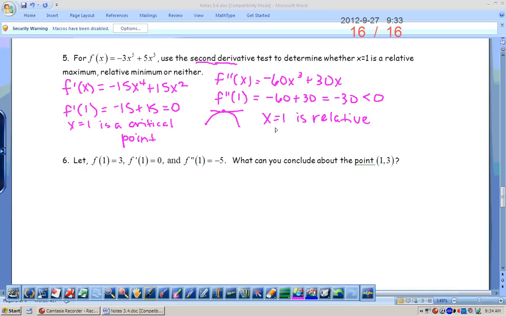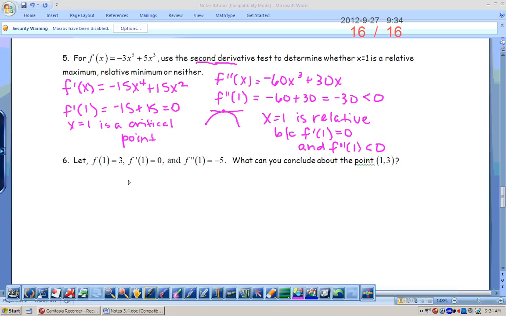So x equal 1 is a relative max because your justification would be that f prime of 1 equals 0 and f double prime of 1 is less than 0. As you're working this out, I would expect you to label all of these things the way that I have. When you take the derivative, write f prime of x. When you plug 1 into the first derivative, label that as f prime of 1. When you take the second derivative, label it as f double prime of x. When you plug 1 into the second derivative, label it as f double prime of 1.